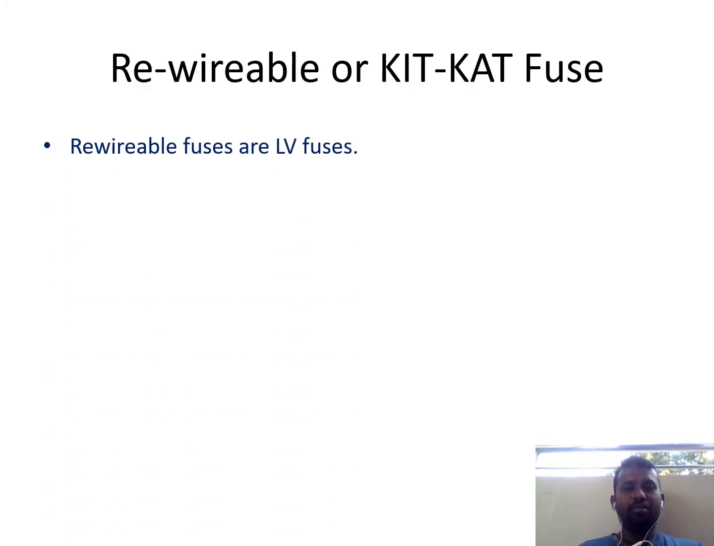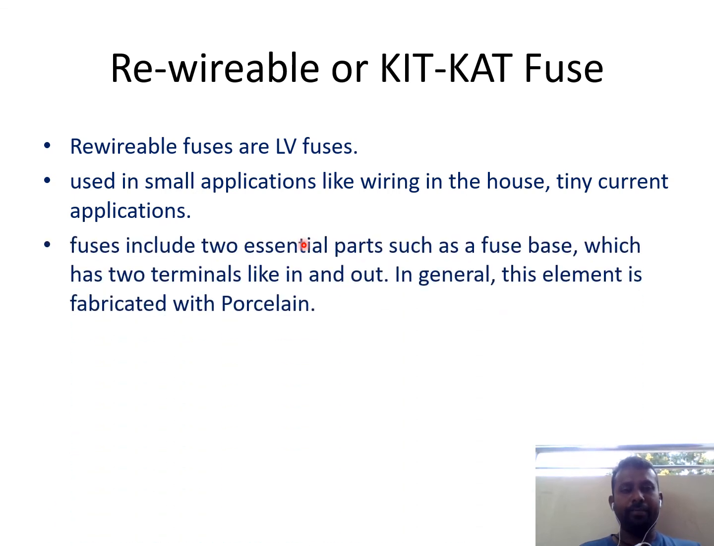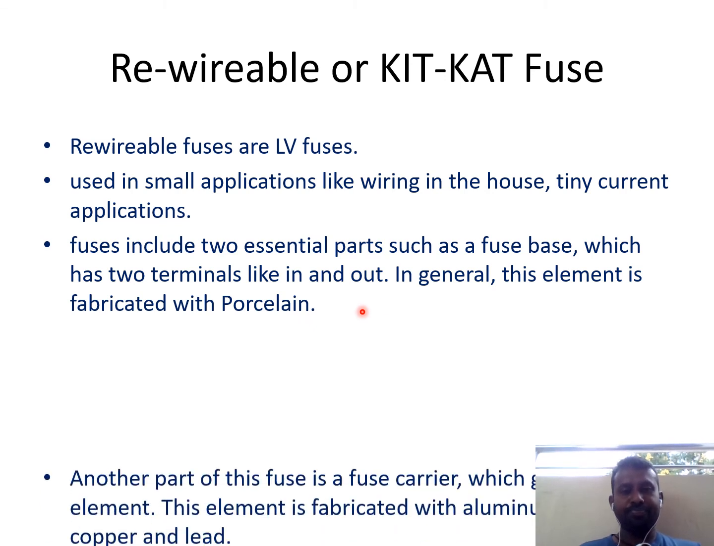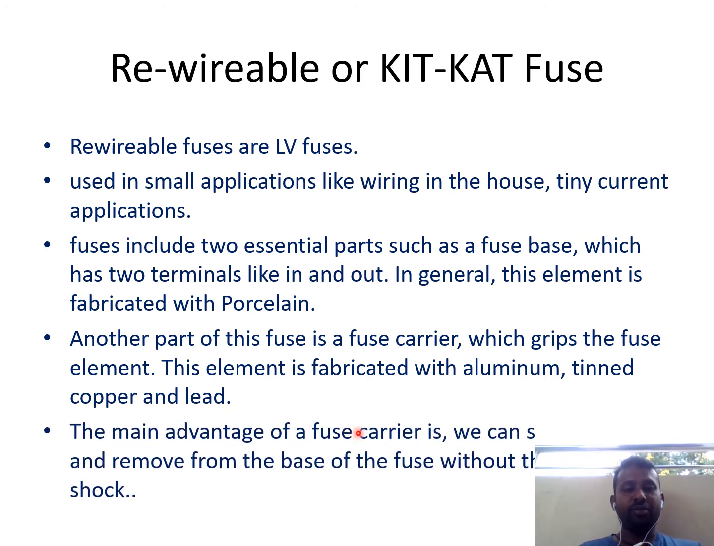Now, what is a rewirable or KitKat fuse? Rewirable fuses are low voltage fuses used in small applications like wiring in a house, generally tiny current applications. They include two essential parts: the fuse base, which has two terminals, in and out, and is generally fabricated with porcelain. Another part is the fuse wire, which grips the fuse element. This element is fabricated with aluminum, tinned copper and lead. The main advantage of a fuse carrier is that we can remove it from the base without getting a shock.